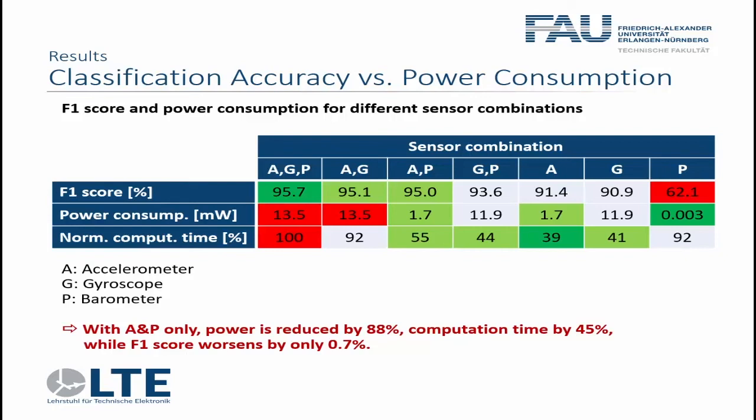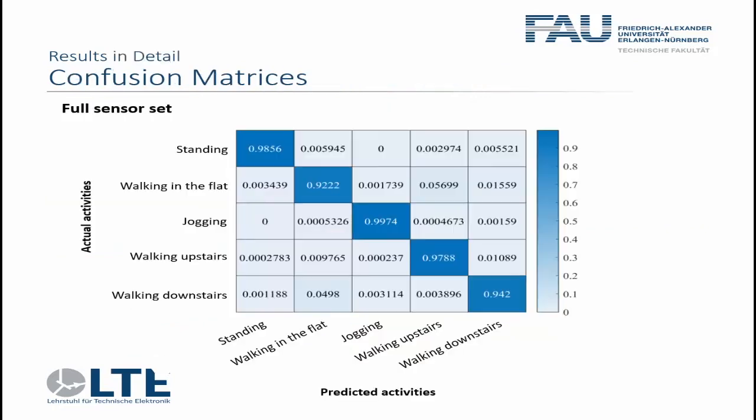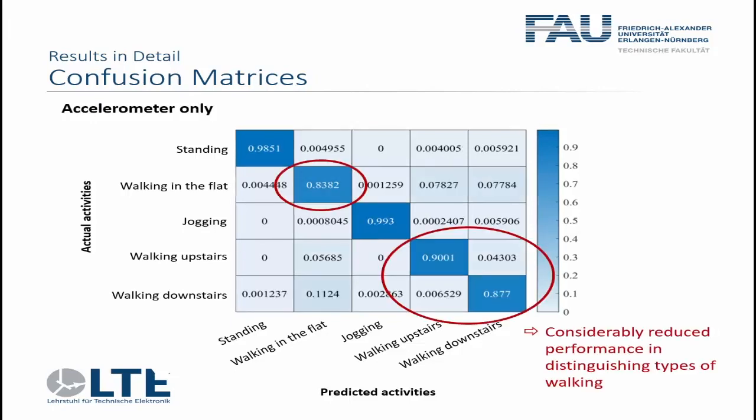We have a little bit of time left to look into the details. Looking at the full sensor set once again, we have here on the diagonal the optimal results, always quite high, in the 90%. Now if we go for the accelerometer only, we see a considerably reduced performance concerning the types of walking: walking in flat, walking upstairs, walking downstairs. So that's a problem that the accelerometer has.